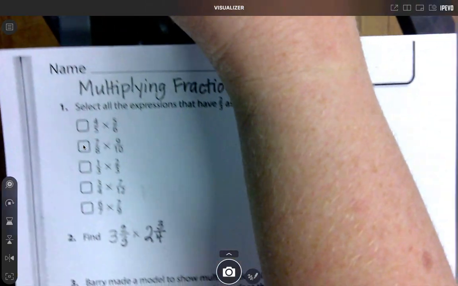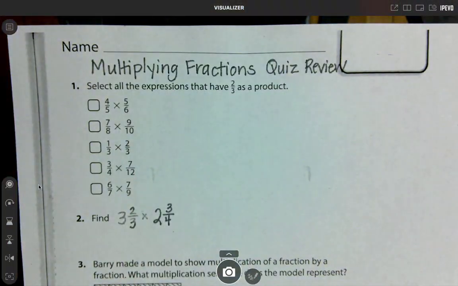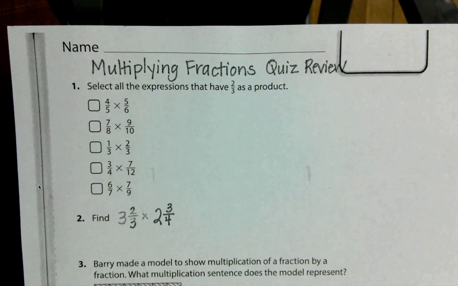This is the multiplying fractions quiz review, okay? So I'm going to go through every problem. If you are at home and you're practicing, like I said the other day, you need to practice. The way we study is we go home and we practice the problems, okay?